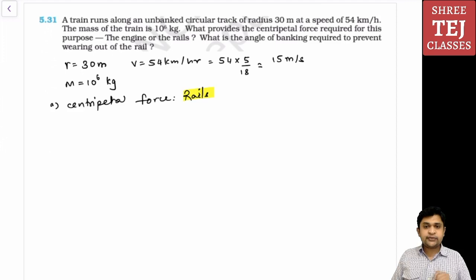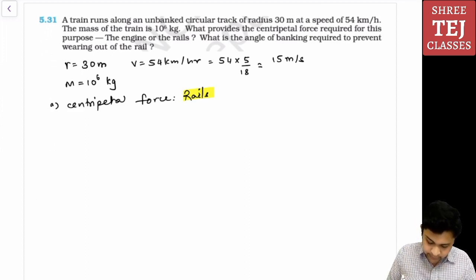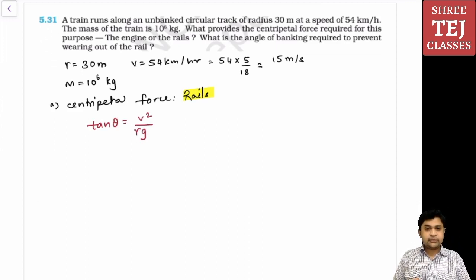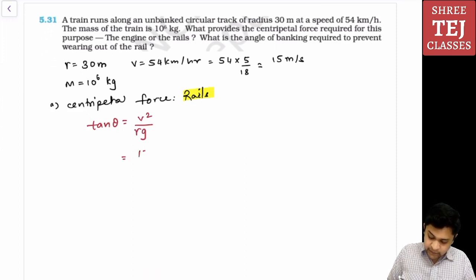Now the next part is, what is the angle of banking required to prevent wearing out of the rail? If we want to prevent wearing out of the rail, we would need no friction between rails and the circular track. So there we will use the banking formula. Tan theta is V square upon Rg. V is 15 into 15, R is 30, G is 10.